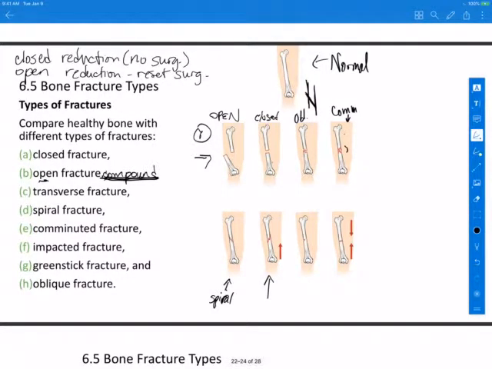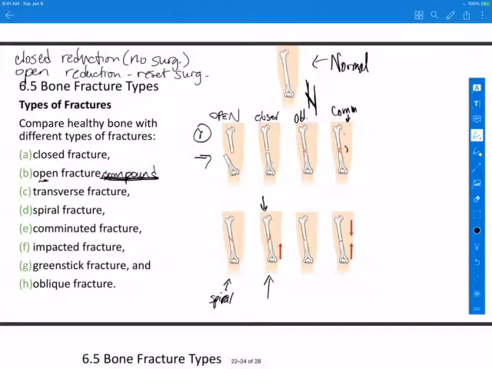All right, so looking at this next one, this is an example of an impacted fracture. The impacted fracture is just when one fragment of a bone is jammed into the other, and it usually happens from compressive forces. So this could happen if someone jumped off from a tall place, jumped off a building or something.